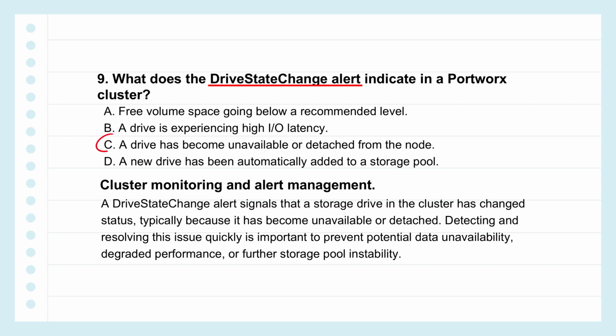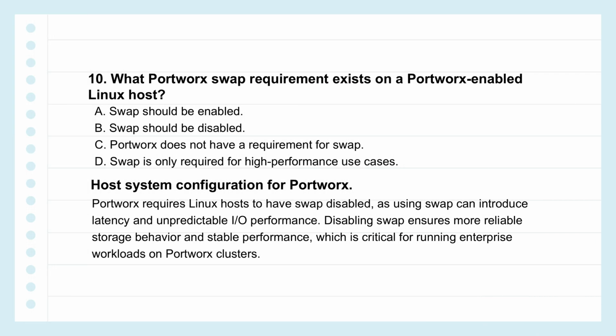So, critical alerts demand a fast response. What about getting things right from the start? Initial setup. There's a specific, maybe slightly obscure detail about host system requirements for Portworx. What's the deal with swap space on a Linux host running Portworx? Yes, swap. This raises that question, why disable it? Portworx is very clear on this. Swap must be disabled on the host nodes. No negotiation. Must be disabled.